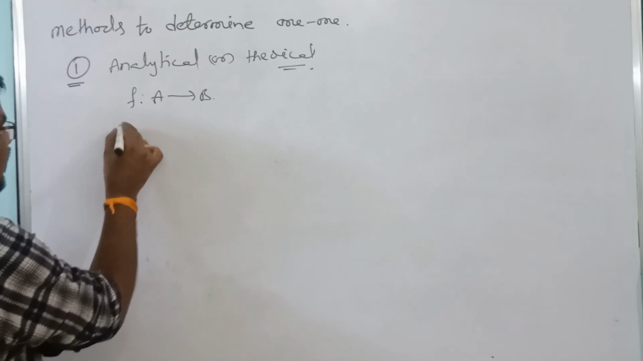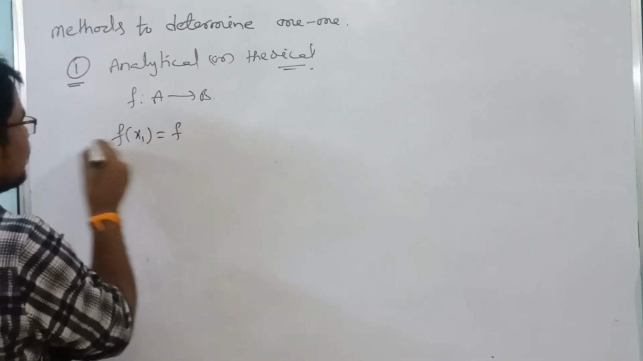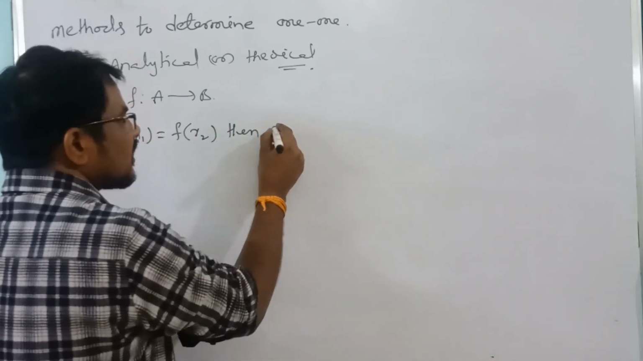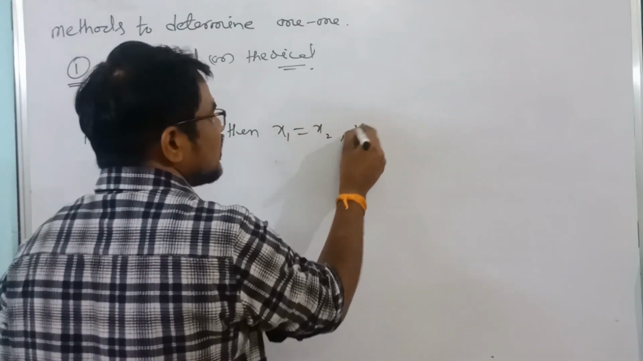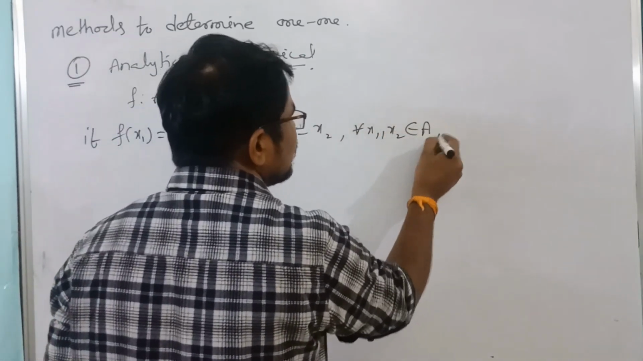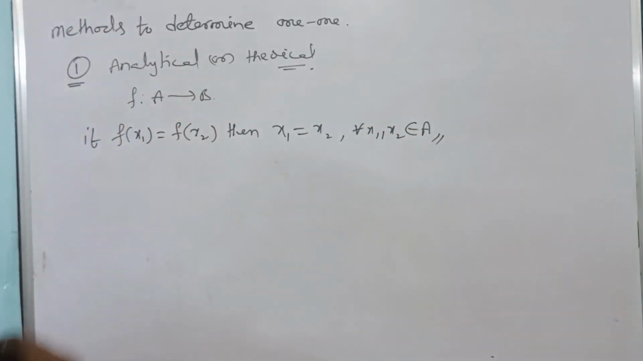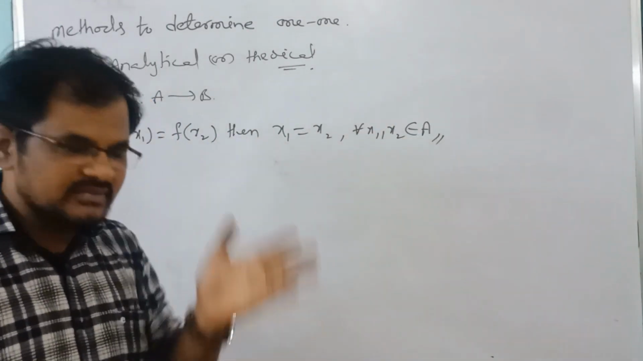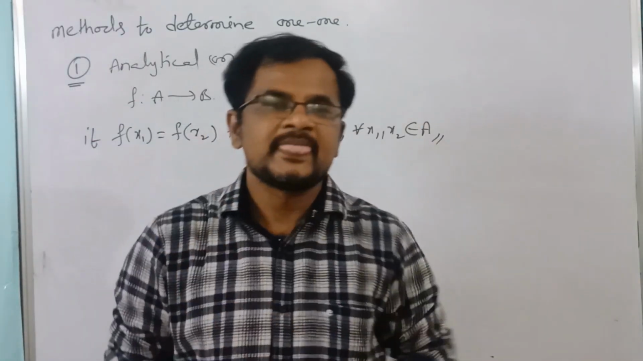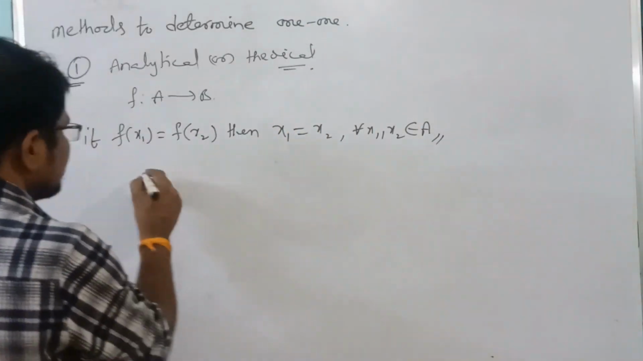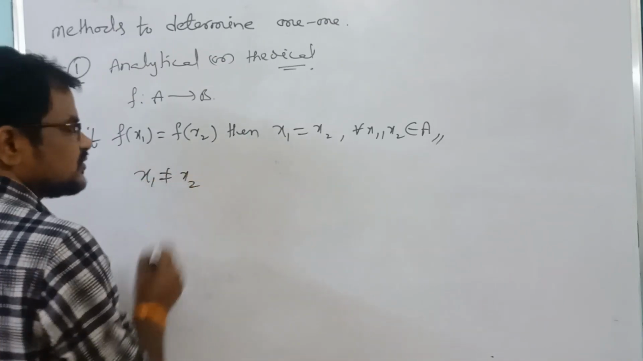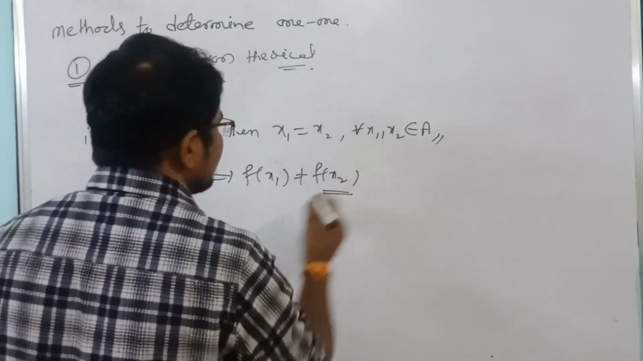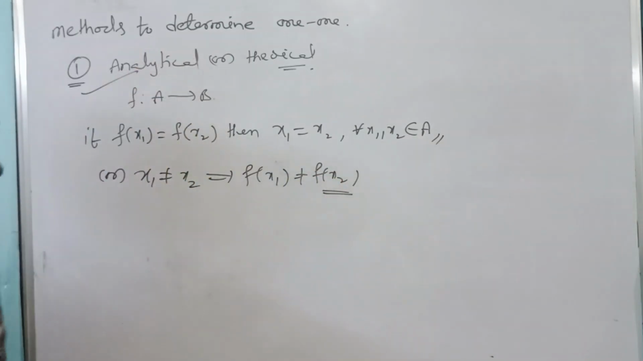If f is mapping from A to B, and f of x1 equals f of x2, then x1 must equal x2, for all x1, x2 belonging to the domain of the given function. Whenever f of x1 equals f of x2, definitely x1 equals x2. That is saying different elements of A associate with different elements in B. Or, if x1 is not equal to x2, then f of x1 is also not equal to f of x2. Right? So this is the analytical method.